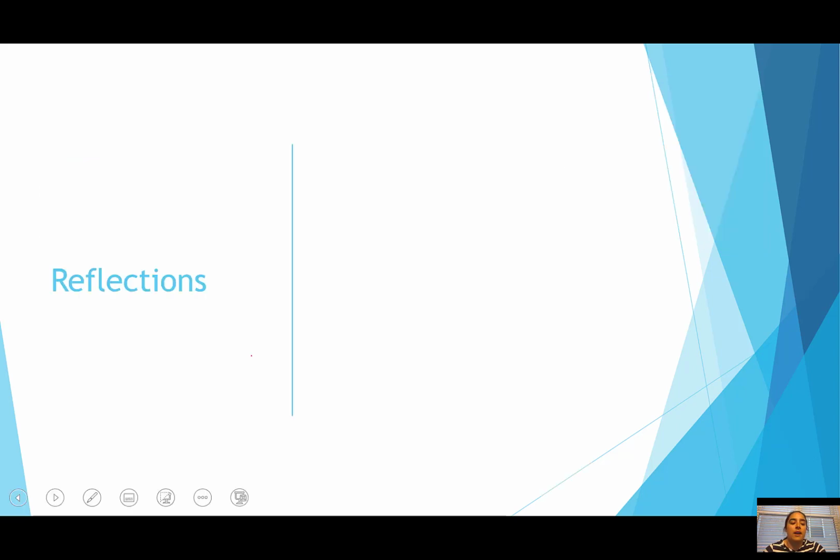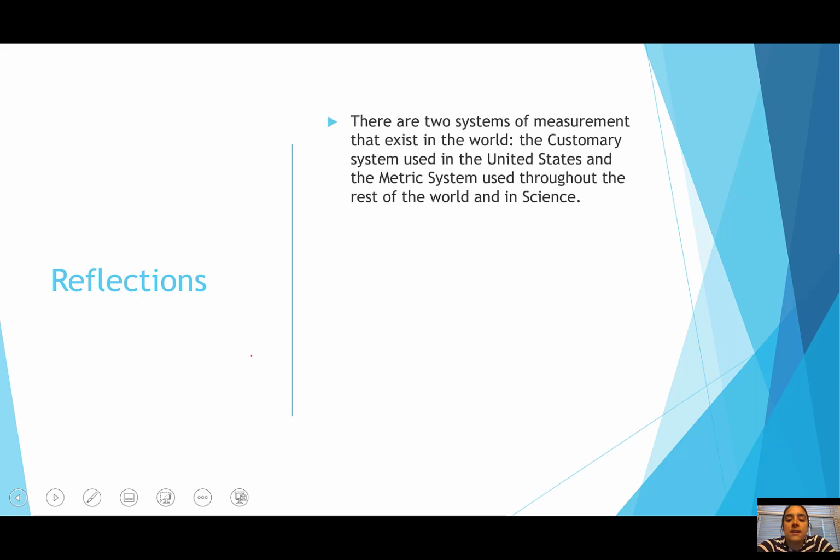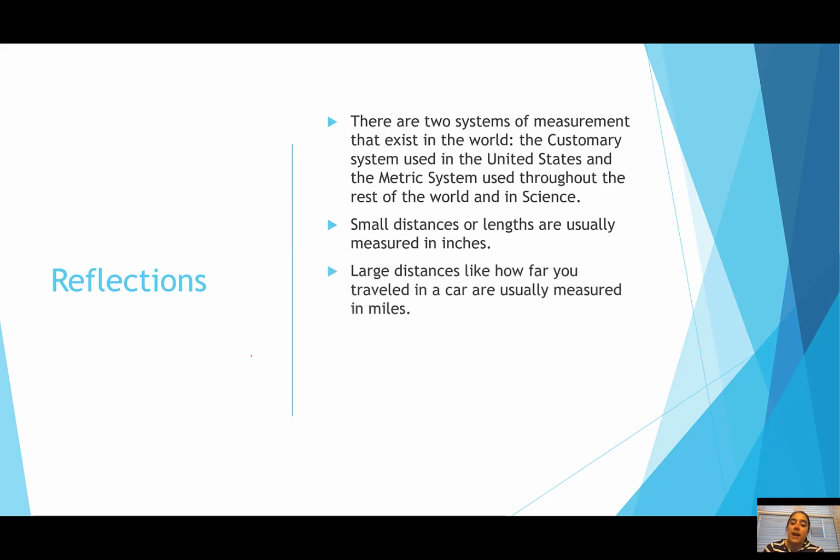So what are some reflections that we learned from today? There are 2 systems of measurement that exist in the world: the customary system used in the United States and the metric system used throughout the rest of the world and in science. Small distances or lengths are usually measured in inches. Large distances, like how far you traveled in a car, are usually measured in miles.